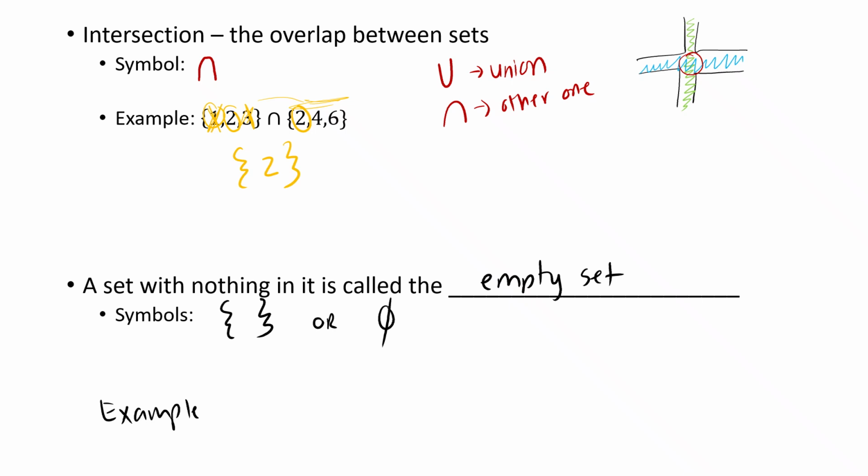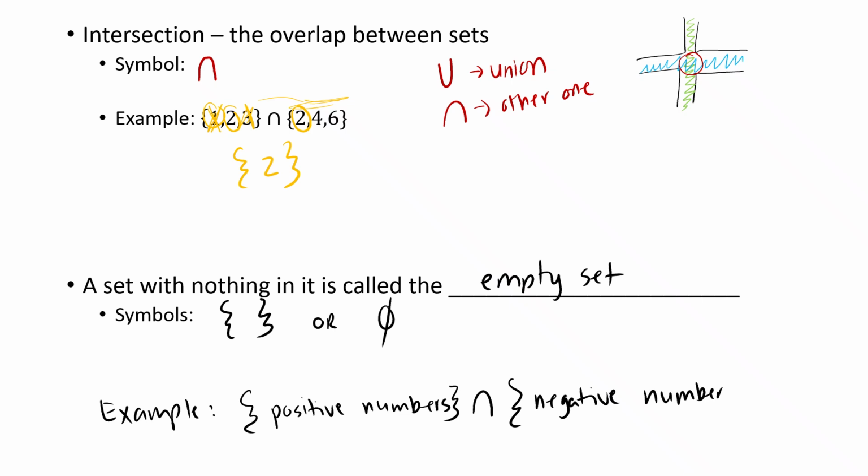So here's an example of an empty set. We could have the set of all positive numbers, and we're going to intersect that with the set of all negative numbers. Okay, and you think, okay, well, here are all the positive numbers in that first set, and then all the negative numbers, and you're looking for the overlap. Well, where's the overlap between the positive and negative numbers? Well, there isn't any. And so you would say, well, the answer to that is the empty set. Okay, there's just nothing in that set. There's nothing in the intersection.